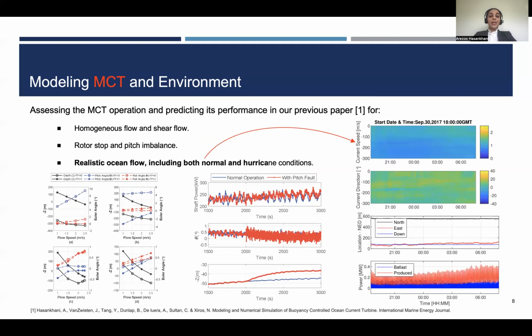And also the last case, which is related to the realistic ocean flow, where we use some real recorded data from the Gulf Stream and simulate both normal and hurricane conditions, and our system can successfully operate in different conditions.